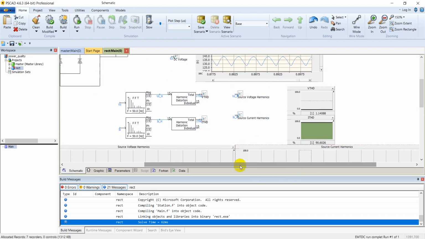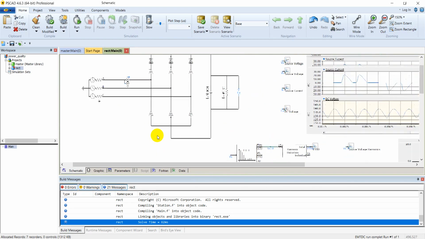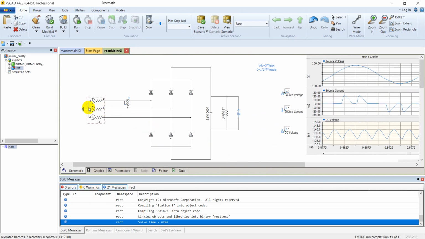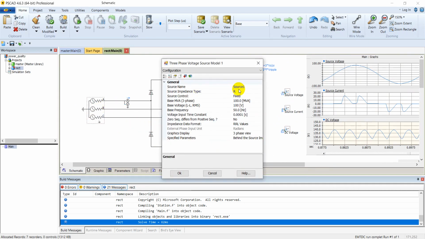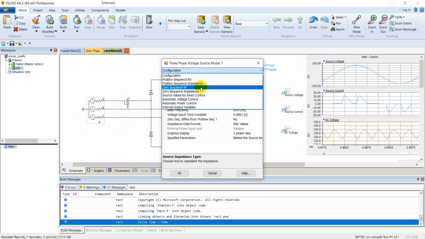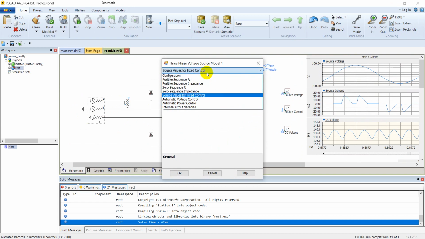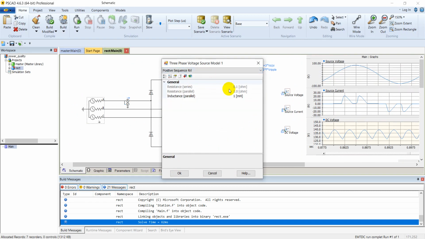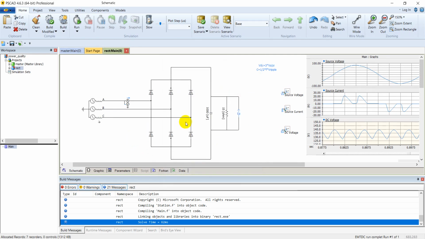So now let's change this source impedance to inductive. Change this to inductive, and let's see what its value is. It's 1 millihenry. Let's first reduce it. So let's keep it 1 millihenry. That's good. Let's run the simulation.